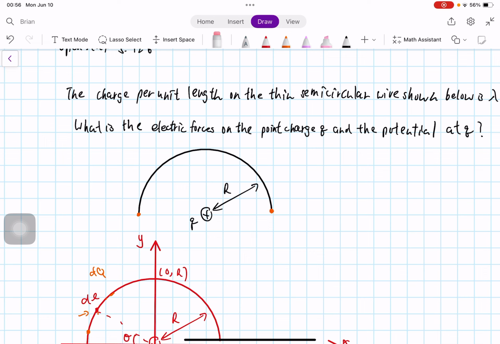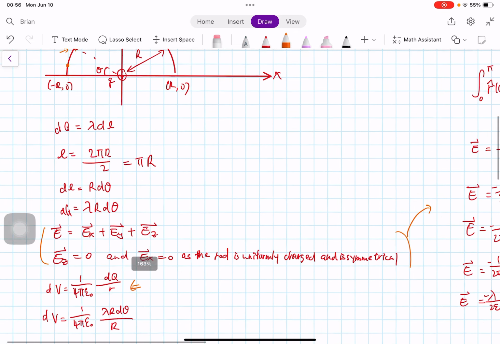And by symmetry, these two electric forces should cancel out. But this one cannot be cancelled out, and this electric force will go in this direction. So in a sense, we predict our answer should be something times negative j. E is equal to something negative j. And this is the thing that I'm talking about here.